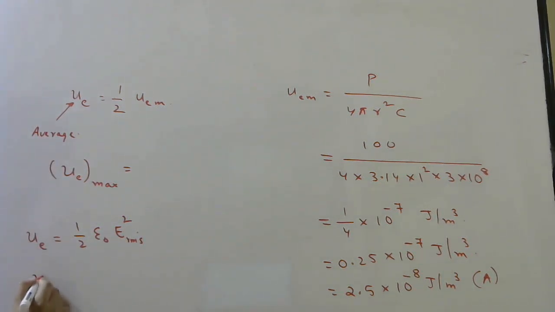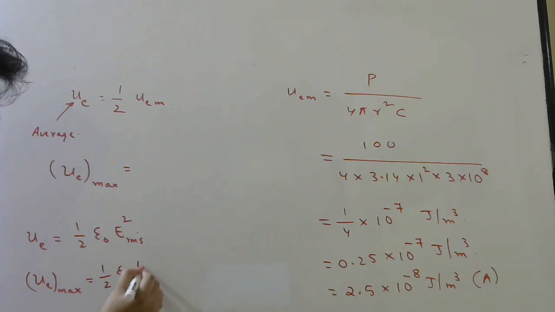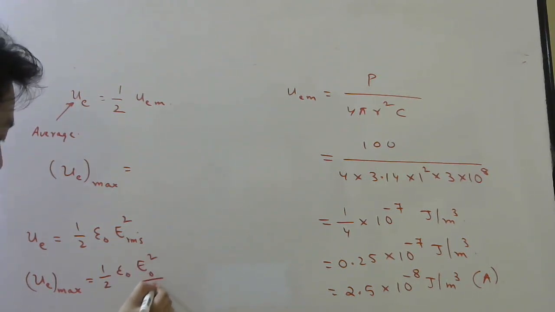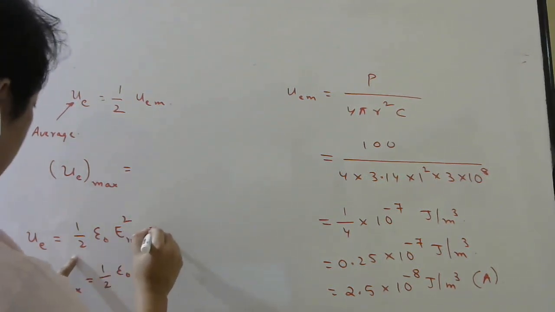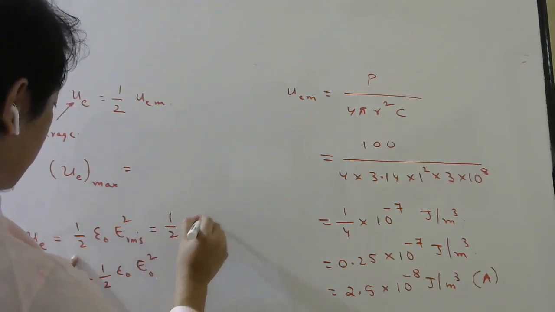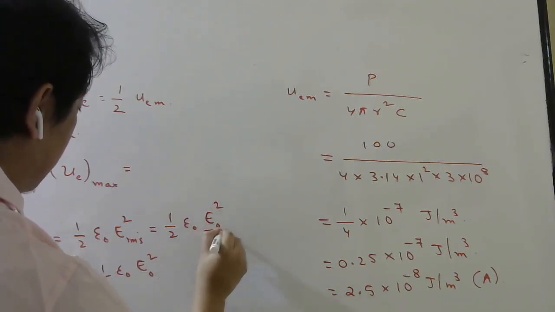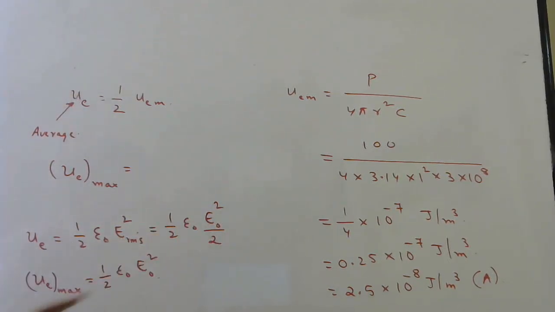Now if I want the maximum, I have to use the maximum electric field. So if I use the maximum, E naught square will come. Now I can write this as half epsilon naught times the maximum electric field squared divided by 2, because E RMS is E naught by root 2. If I cross multiply, this 2 will go here.